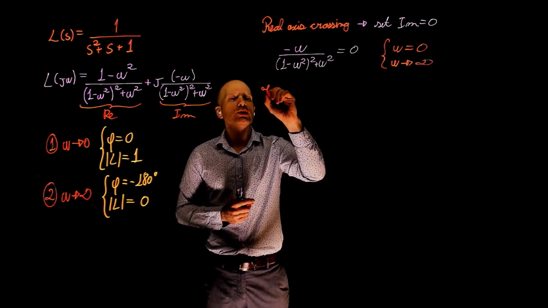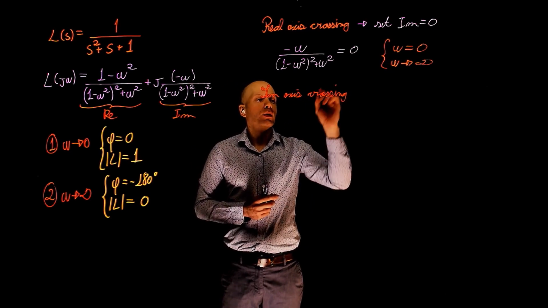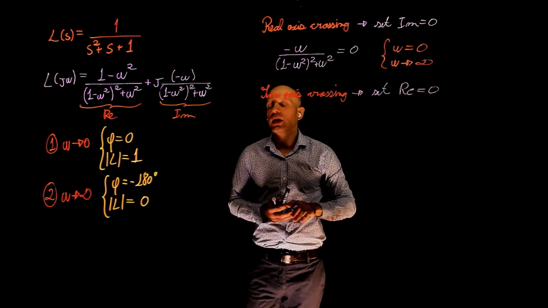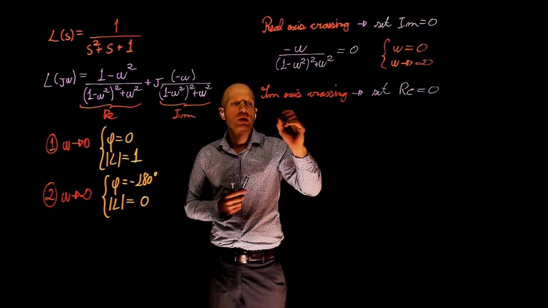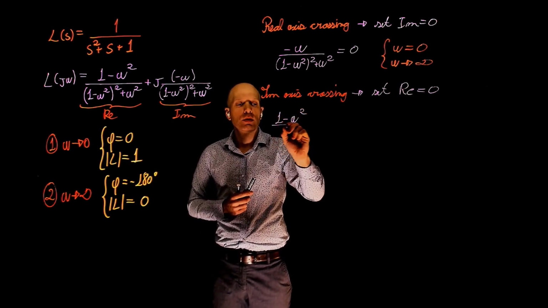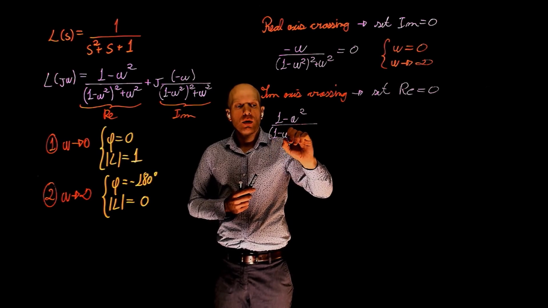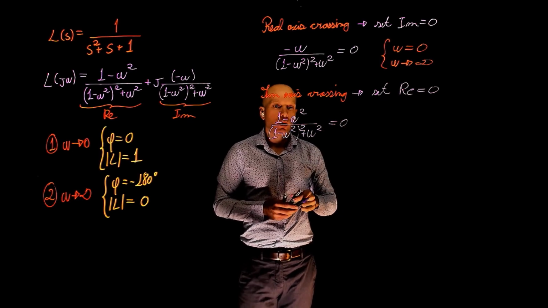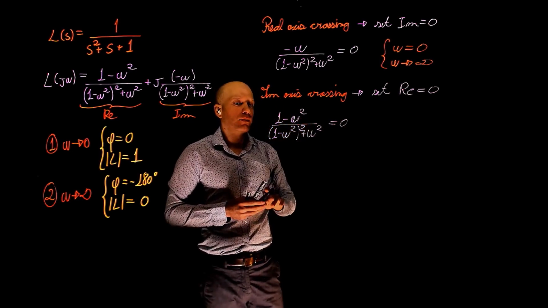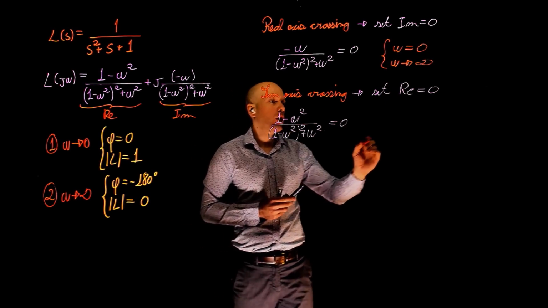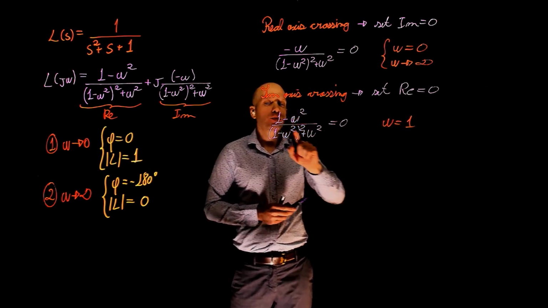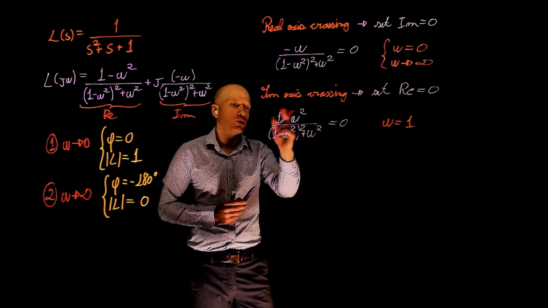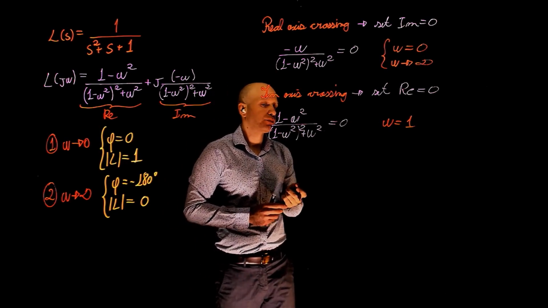Now let's do the imaginary axis crossing. Now in this case, we'll set the real part to 0. And what do we get? If you set the real part to 0, now you have 1 minus omega squared over 1 minus omega squared plus omega squared equals to 0. What values will satisfy this equality? We have 2. If omega equals to 1, the numerator is 0. To solve for that, simply set 1 minus omega squared equals to 0. Omega equals to 1 makes this 0, which makes the entire function 0.